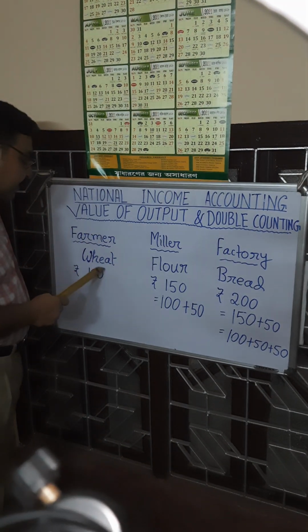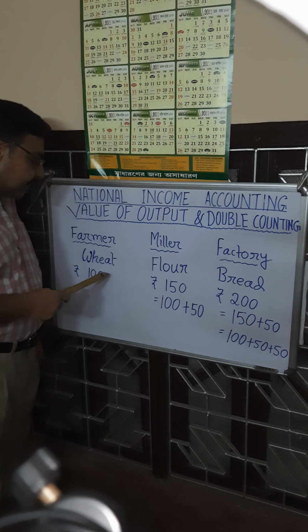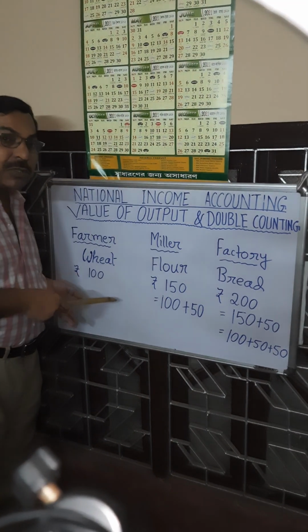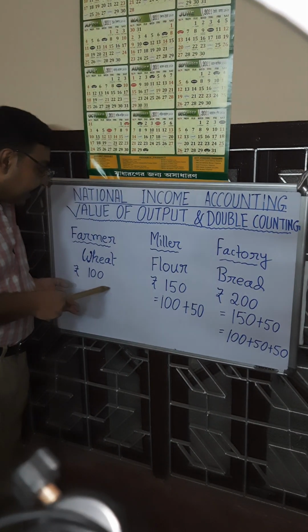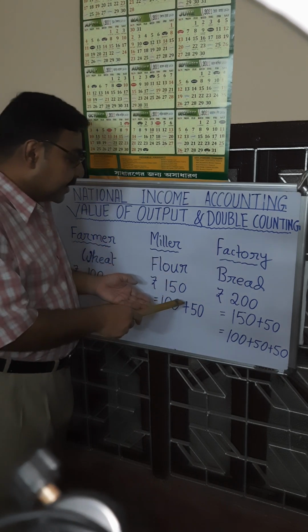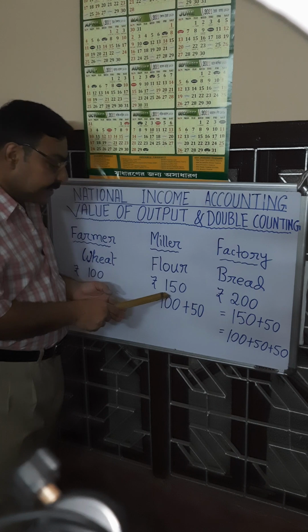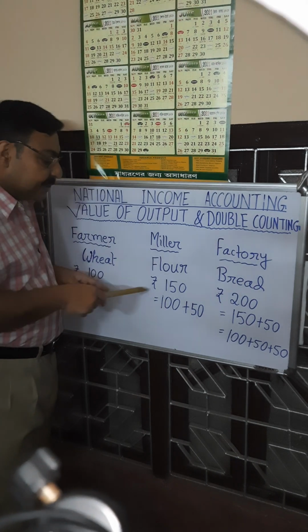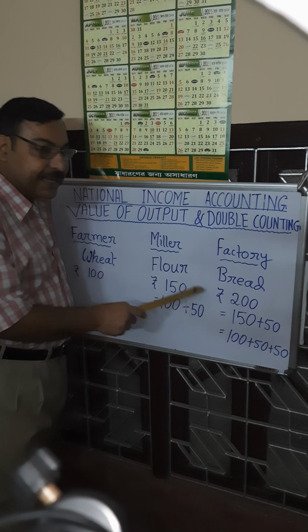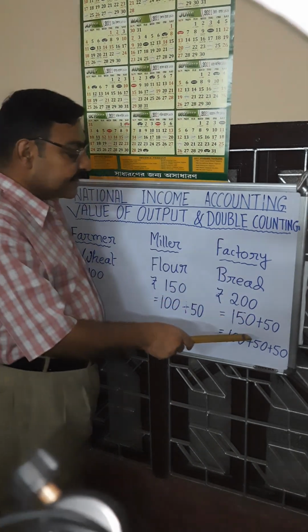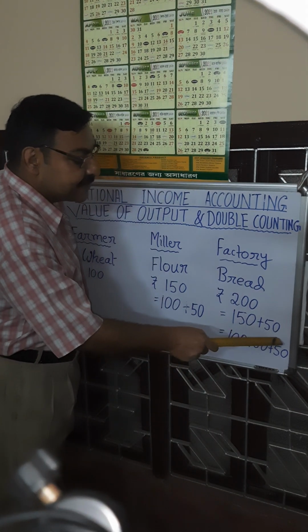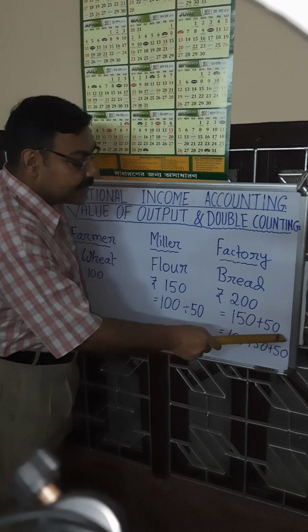Here, wheat value 100, nothing mentioned about the cost. So its sell price is 100, cost price is 0. Value added by the farmer is 100. Here, sell price is 150 and cost price is 100. So 150 minus 100, 50 is the value added by the miller. And here, cost price is 150, value added by the factory is 50. So this is value added by the factory.